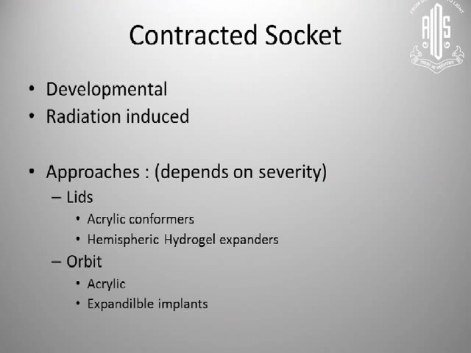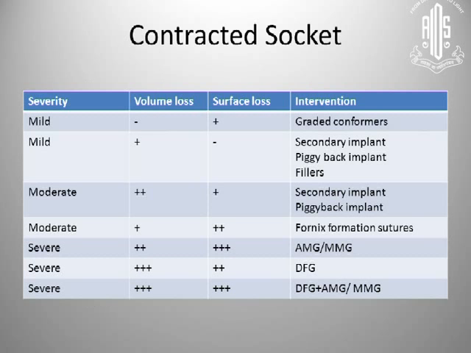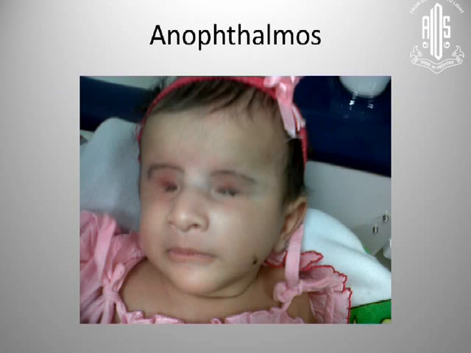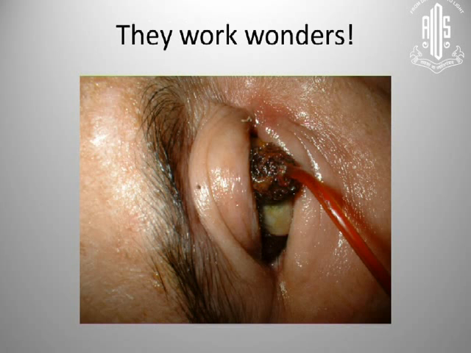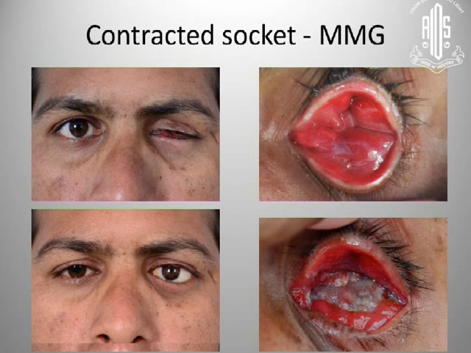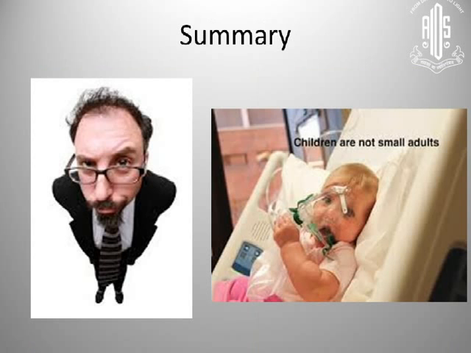Contracted socket is another very important topic when it comes to pediatrics, and there are various ways of treating it. And there have been many new advances. For the lack of time, I will just rush through the slides. An expandable balloon implant is one of the newer advances which has extremely helped a lot of patients with contracted sockets. So in summary, I would just like to say that we have to treat children as children and not just as small adults, and do the same what we are doing for adults.